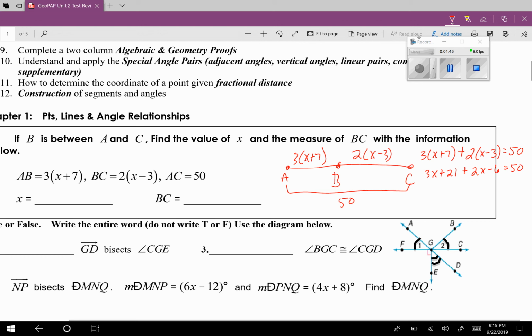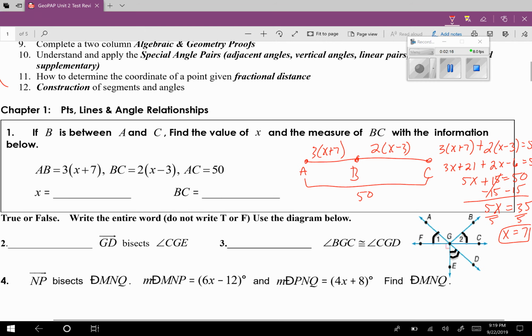Now I'm just going to combine like terms. 3x and 2x, that's 5x. And then 21 minus 6, that's 15. It's still positive, so it's plus 15. And that's equal to 50. Okay, now we're going to subtract 15 from both sides. So 5x is equal to 35. So divide by 5. So therefore x is 7.